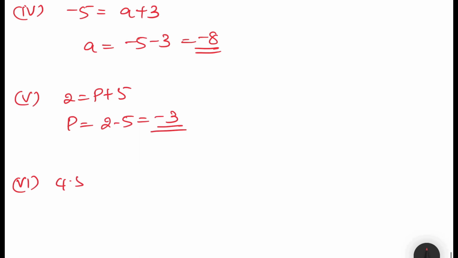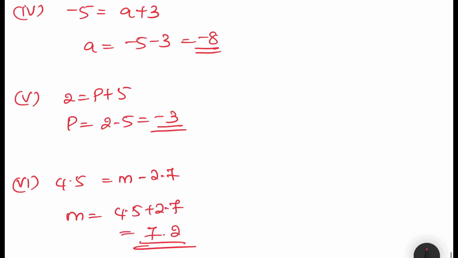Sixth question we have 4.5 equal to m minus 2.7. So m is equal to 4.5 plus 2.7, that is equal to 7.2.